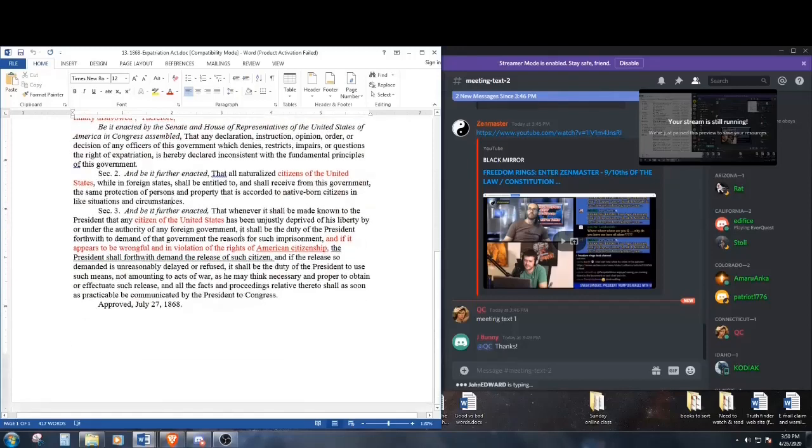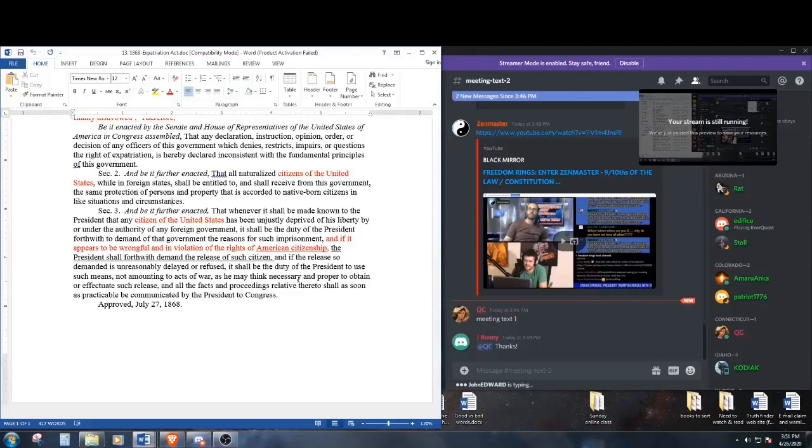And be it further enacted, now this is where it gets interesting, that whenever it shall be made known to the President that any citizen of the United States has been unjustly deprived of his liberty, not freedom, by or under the authority of any foreign government, it shall be the duty of the President forthwith to demand of that government the reasons for such imprisonment, and if it appears to be wrongful and in violation of the rights of American citizenship, two different citizenships, the President shall forthwith demand the release of such citizen.